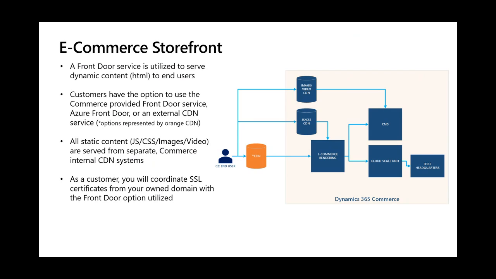Commerce itself offers a CDN that's built into the system as well, similar to the statics and the image and video CDN you see. Now that's an option. You can choose to use the built-in CDN for that HTML content. Or the other option is you can choose another Azure service like Azure Front Door, or an external CDN service to hook into.